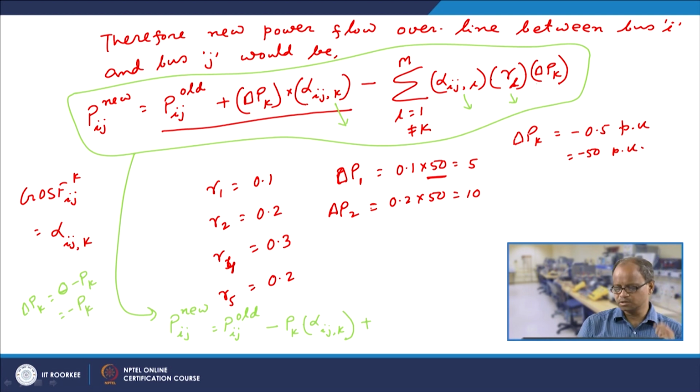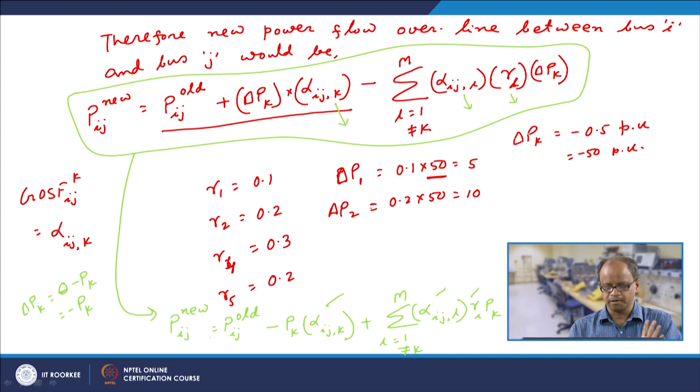So this minus and this minus give plus, and then the sum over L equal to 1, L not equal to k, up to m of alpha i j L gamma L p k. By this expression, if I know the amount of generation of the generator which is going out of order, and if we know all the sensitivity values, it is extremely easy to calculate the new power flow over a line without resorting to the complete AC load flow. So we stop here today. In the next lecture, we would be continuing this particular topic. Thank you.